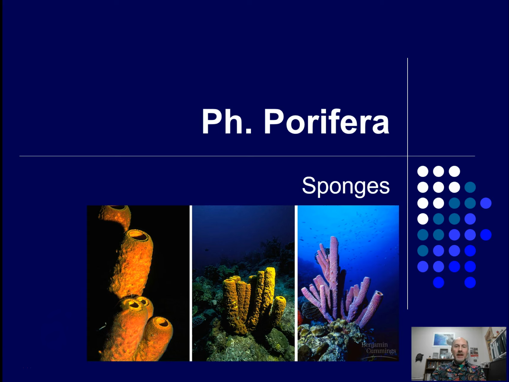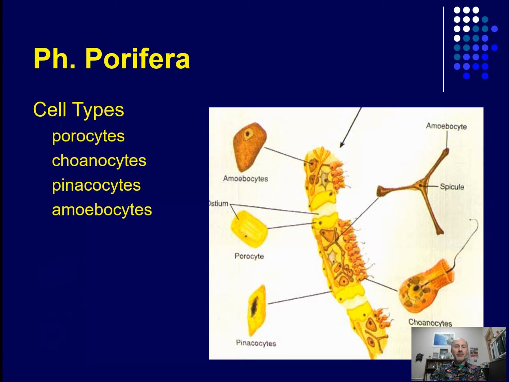Alright, so let's go back and talk about the basic construction of a sponge, and we're going to start with the different cell types that are responsible for making these bodies. Alright, so we can see here that there are four key types of cells that are going to make up the body of a sponge, and you guys will have a chance to look at some of these and identify these cell types in some slides as you go through the lab activity.